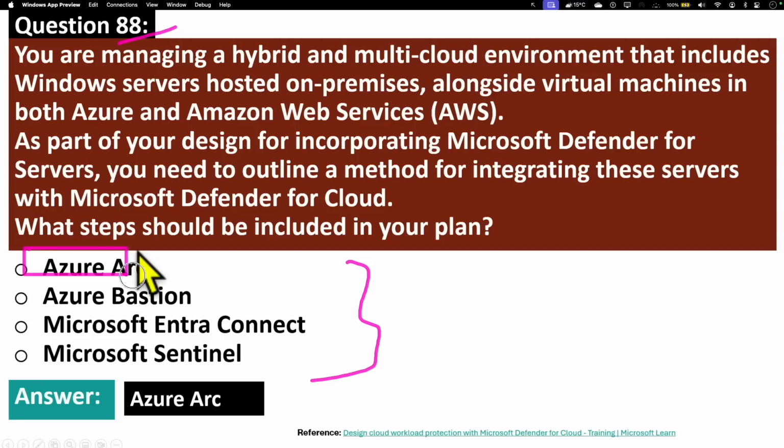The correct answer is Azure Arc. We looked into what Azure Arc is in detail on question 51. You can refer to that for additional detail. Azure Arc helps you onboard AWS, Google Cloud Platform or GCP, and on-premises machines to Azure. And Defender for Cloud uses Azure Arc to protect non-Azure machines. To use Defender services, all AWS, GCP and on-premises machines must be Azure Arc enabled.